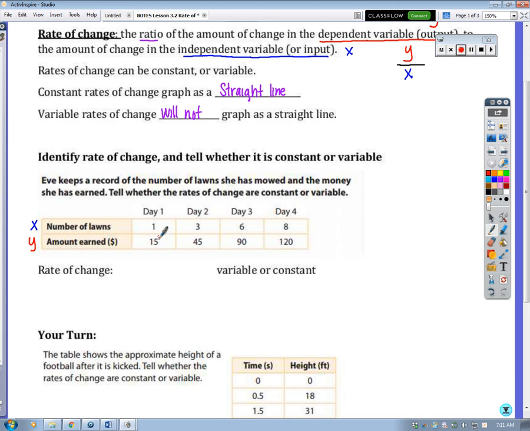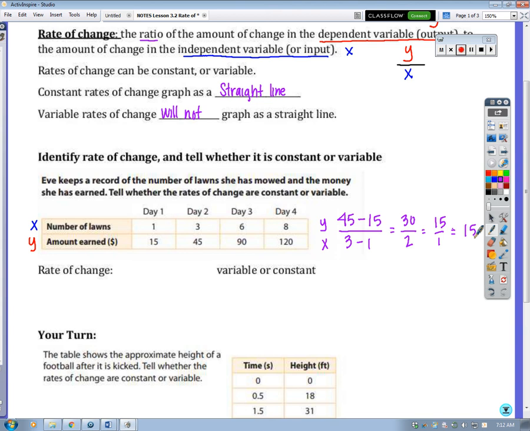So we're going to look at our change in y over our change in x from day 1 to day 2. So day 1 to day 2, we're looking at $15 earned. Let me make a little more space here. I'm going to make a little subtraction problem. I'm going to look at my y variable over my x. So I'm going to have $45 earned on day 2, and we're going to see the change from day 1 to day 2. And then I'm going to put that over the number of lawns mowed. Okay, so I've got my day 2 values here and my day 1 values here. I'm looking for the change in y over my change in x. And this is going to give me 45 minus 15 is 30, and 3 minus 1 is 2. That simplifies down to 15 over 1, or 15.